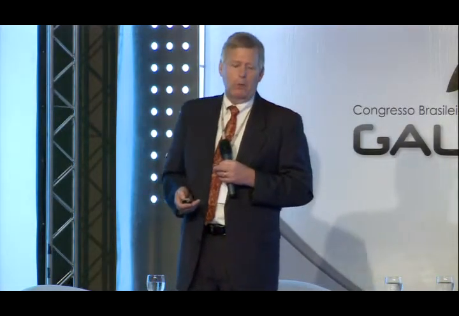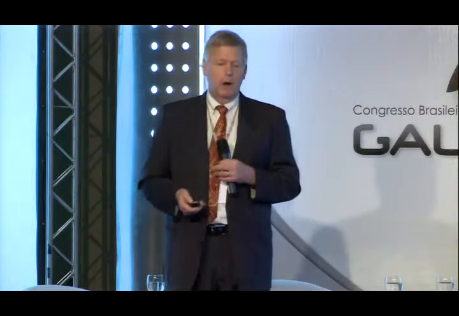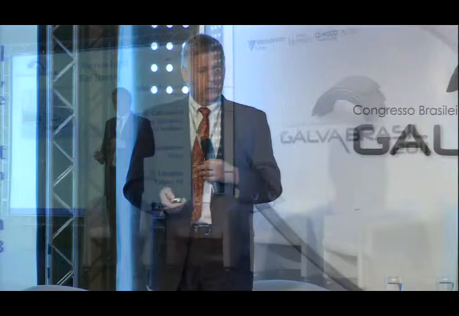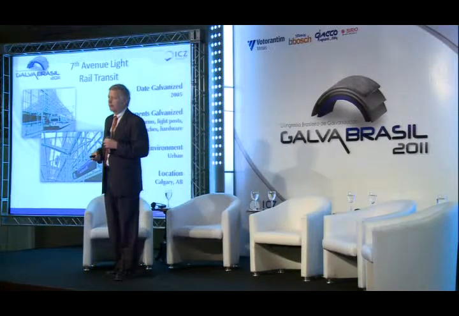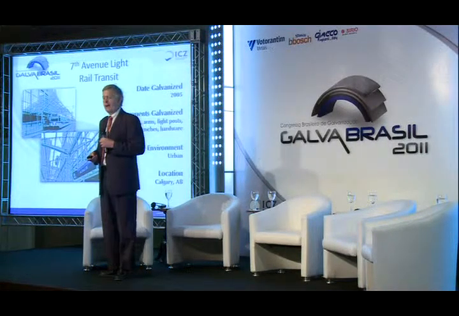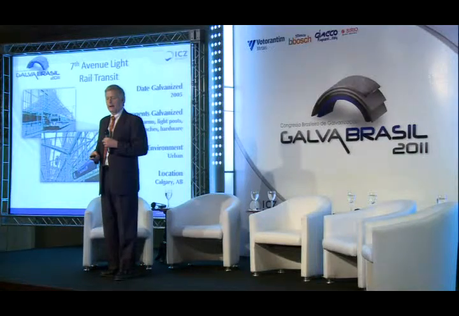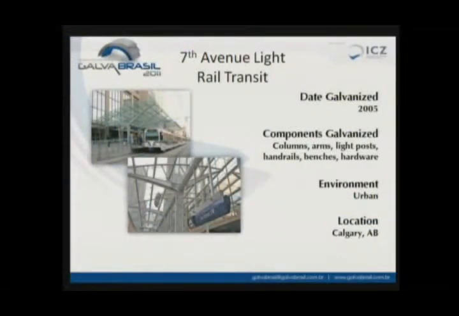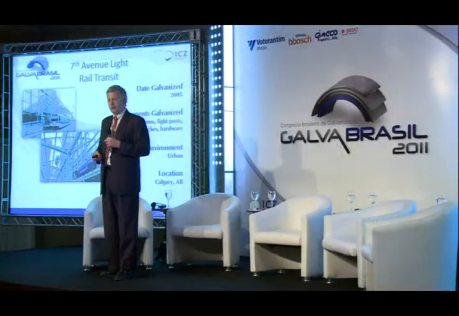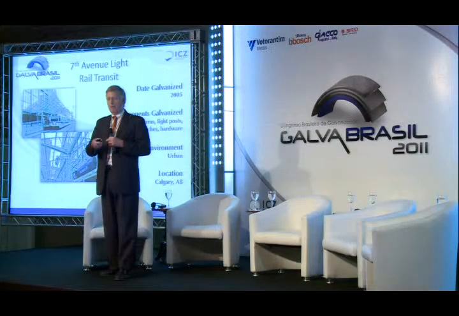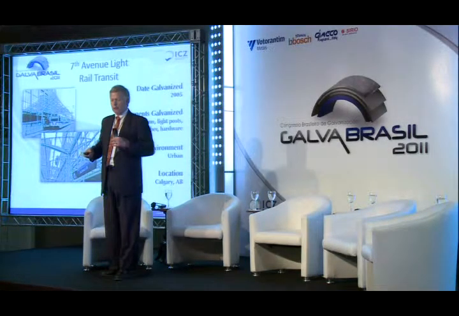So finally, we have the galvanized steel projects, some of the recent projects that you also find many more of on the AGA website. We have here, this is in Calgary in Alberta. This is in the Midwest of Canada. This is a light rail transit. You have these trackless trolleys with the lines overhead, and this includes the columns, the arms, the light posts, handrails, the benches, and the hardware.